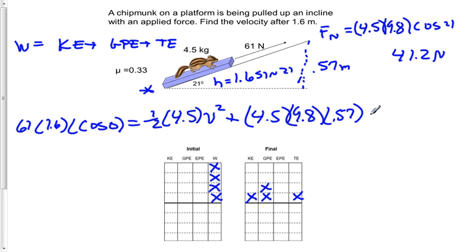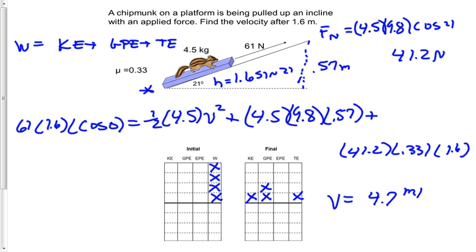Okay, and now we need to add the thermal energy, which is force normal multiplied by our mu multiplied by our distance. I'll write it just a little lower to make sure I fit it in. So 41.2 is our normal force multiplied by 0.33, which is our coefficient of friction, and finally multiplied by our distance. Now this is our sliding distance of 1.6. So again, notice our sliding distance is used for our friction, and the height, 0.57, is used for our gravitational potential energy. And again, being careful, solving for velocity using careful algebra techniques. Velocity then is 4.7 meters per second when it gets to the top of the incline. And that's how you do applied forces with inclined planes.